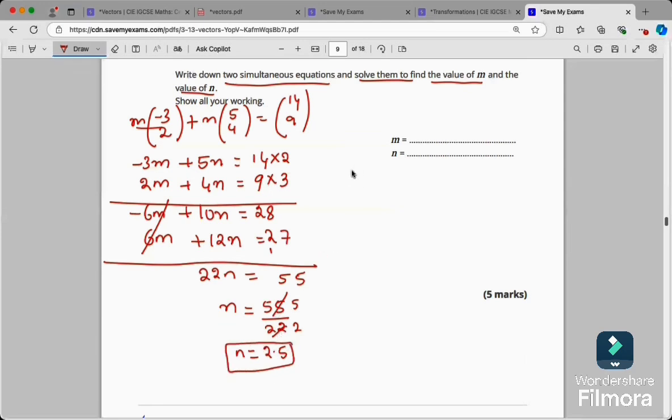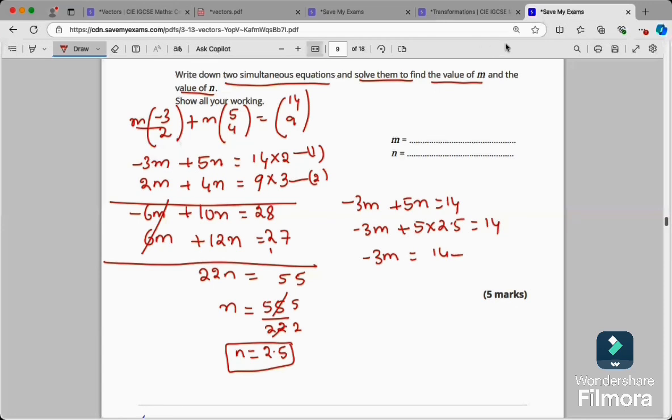And substitute this N as 2.5 in any one of the equations. We have equation number 1 here and equation number 2 here, so we can take any one of them. I'm going to take the first one, minus 3M plus 5N is equal to 14. Therefore, minus 3M plus 5 into 2.5 is equal to 14, right? So minus 3M is equal to 14 minus 5 into 2.5. So you get your calculator.